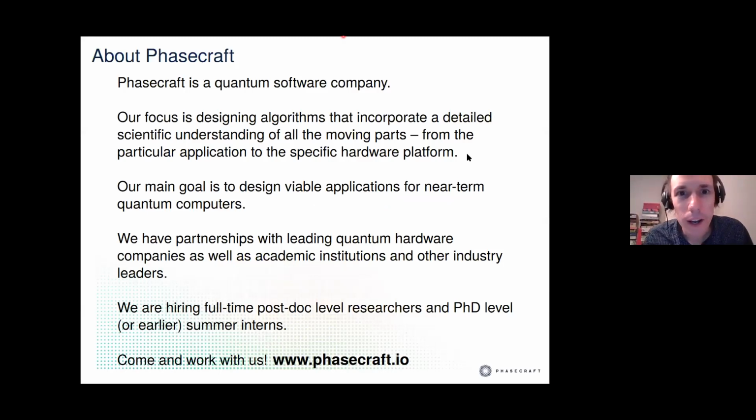Is there a way to hide the annotations? Okay, there we go. Oh my goodness. Okay.